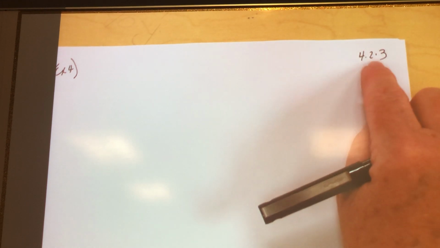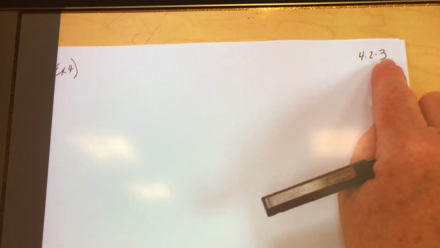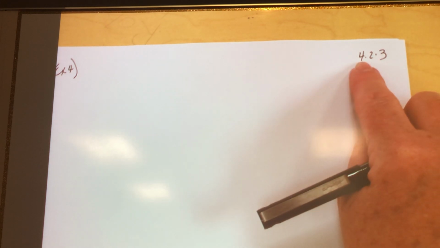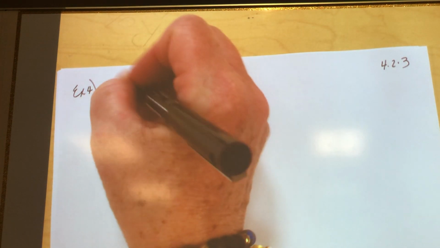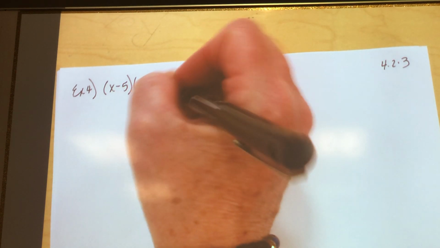What's 4 times 2? 8 times 3? What's 2 times 3? Times 4? What's 4 times 3? Times 2? Okay, so it's 24 however you do it. All right? So watch what we're fixing to do. x minus 5 times x plus 1 times x plus 3.